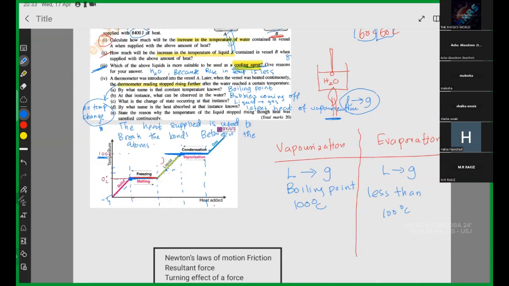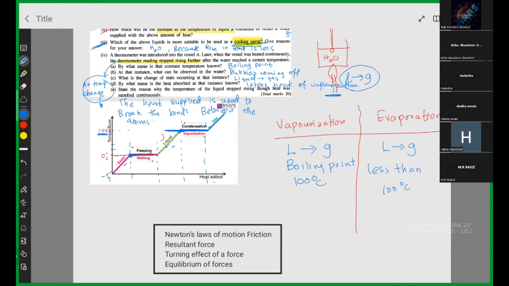Let's say you put some water on a table, and after some time when you come and see, there's no water on the table. That comes under evaporation. It happens at a temperature less than 100. But when you boil water in a kettle and it gets converted to steam, that is vaporization. Okay with the difference?